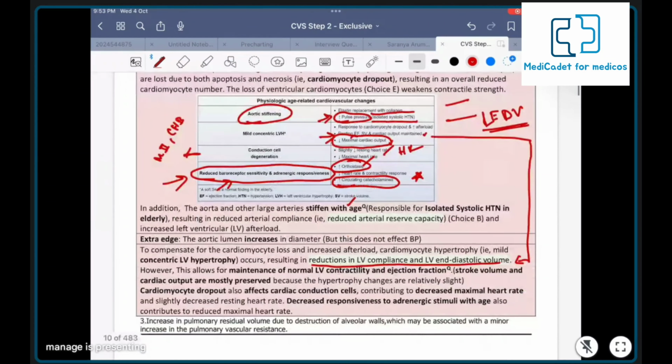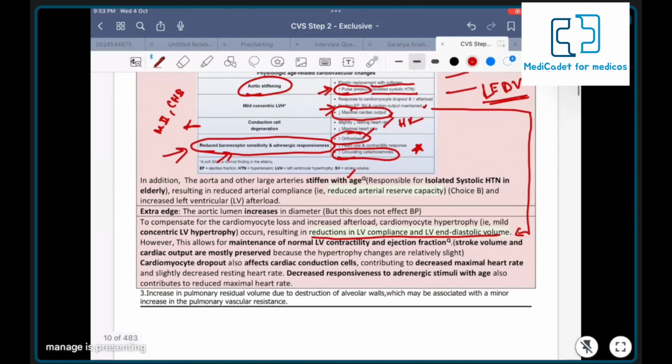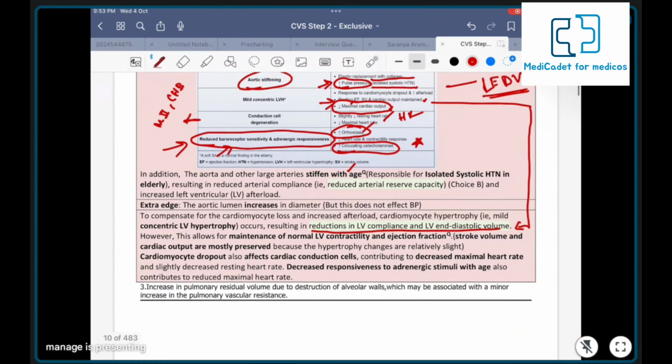Okay. Let me see if I missed something. Yeah, so this is because of reduced left ventricular compliance. That is also because of the thickening of the left ventricle, and there is a reduced end diastolic volume, which is also something we discussed.